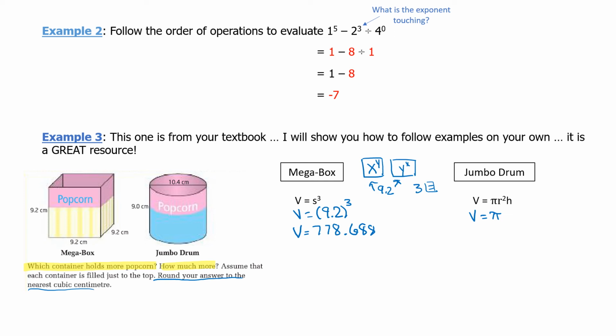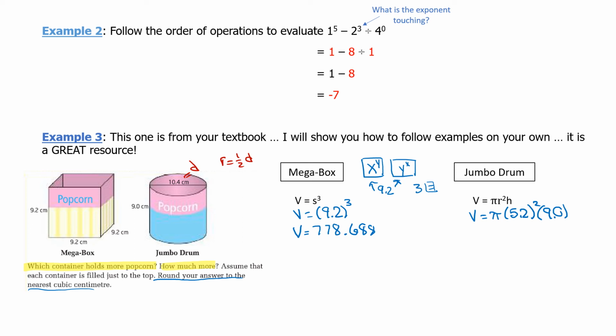The radius, what is the radius? Looking back over here at this jumbo drum, we're given the diameter. The diameter is 10.4. The radius is half of that, and for the formula, I need the radius. So I'm going to have to figure out, this is the diameter, and radius is equal to half of the diameter. So my radius is what I need to sub in there. Half of 10.4 is 5.2. That's squared, always substitute using brackets. And my height is 9.0.